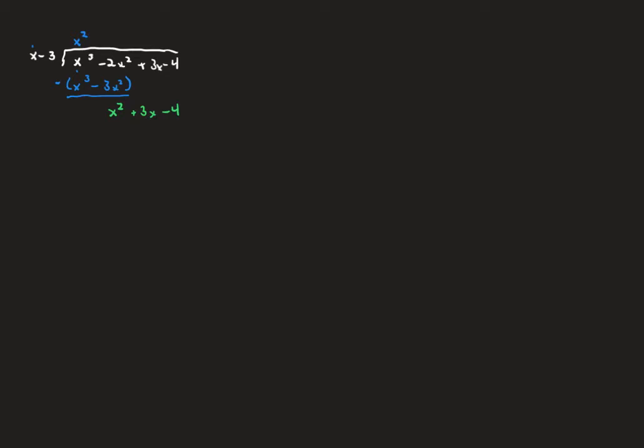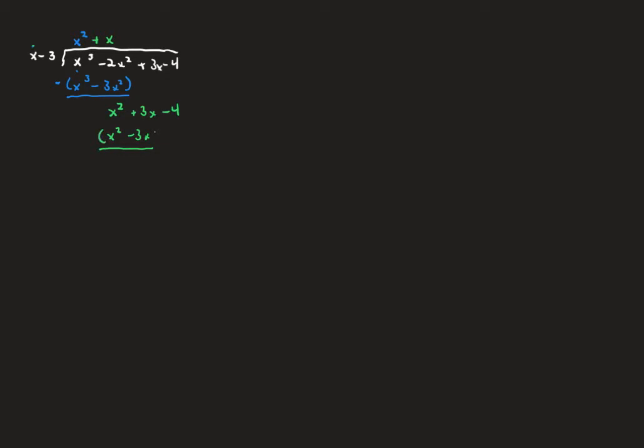So now we're asking ourselves, what times x is going to be x squared? And the answer to that will be a plus x. So now we're going to multiply the x times the x in x minus 3, and also multiply the x times the minus 3, and that's going to give us an x squared minus 3x here.